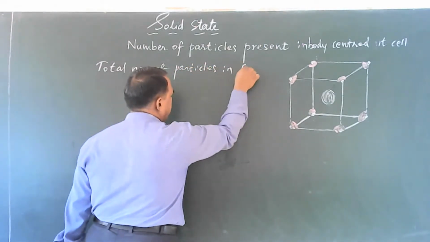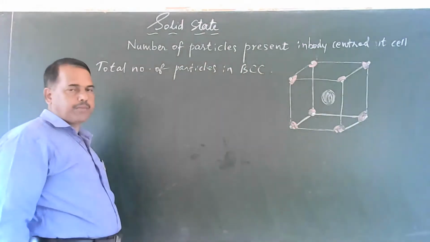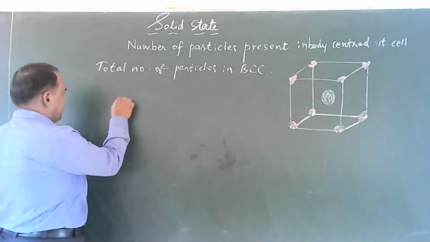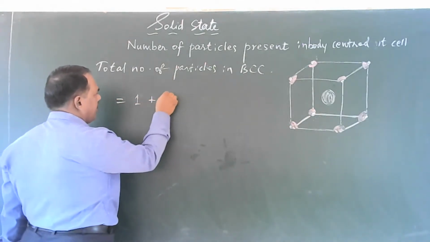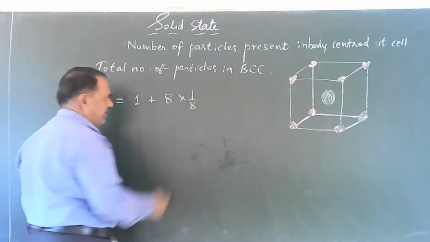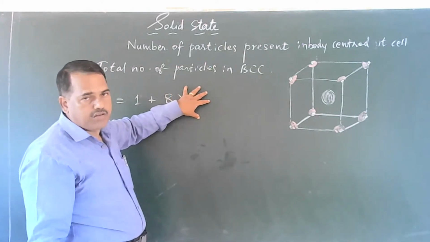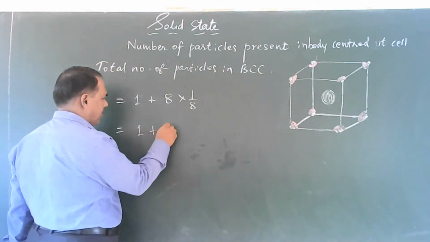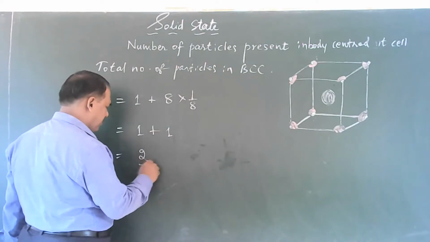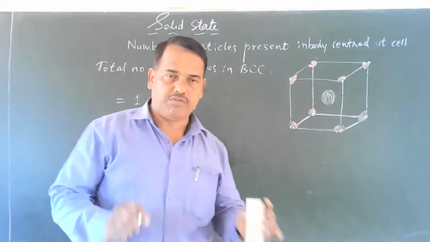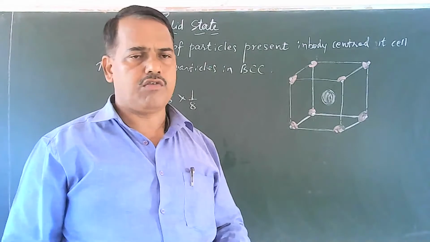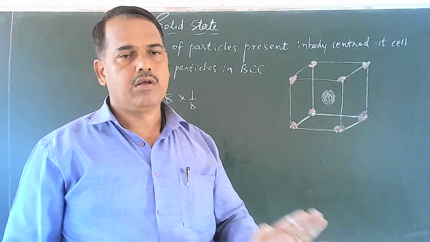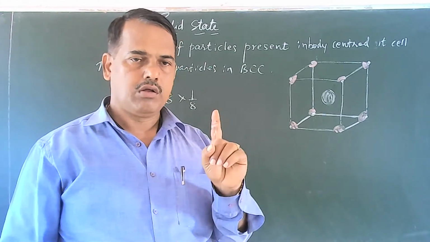So therefore, the total number of particles in BCC, body center, is 1 at the body according to its definition. And there are 8 corner particles with contribution 8 into 1 by 8. Therefore, you will get 1 plus 1. So the total number of atoms or particles present in BCC or body center is 2. Are you clear?